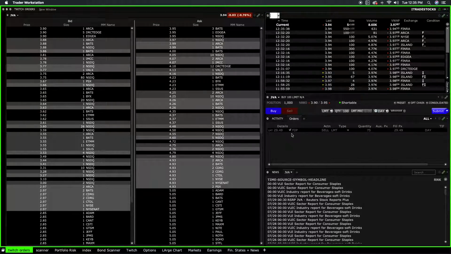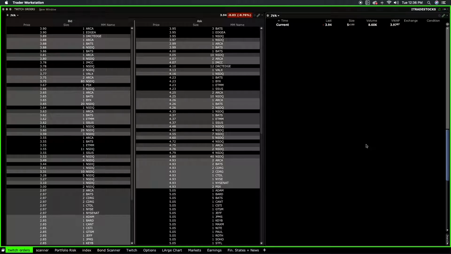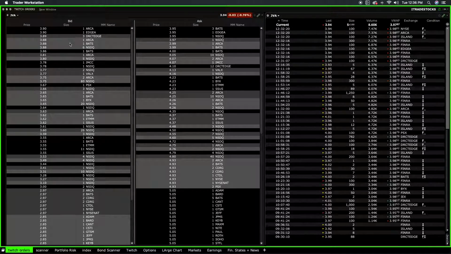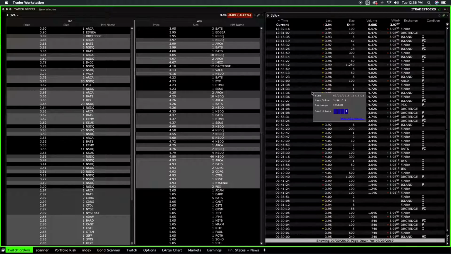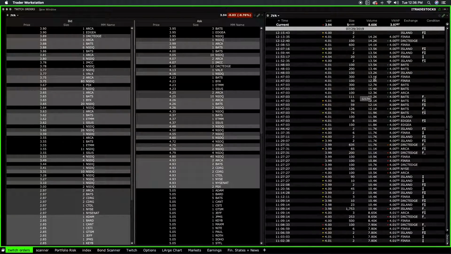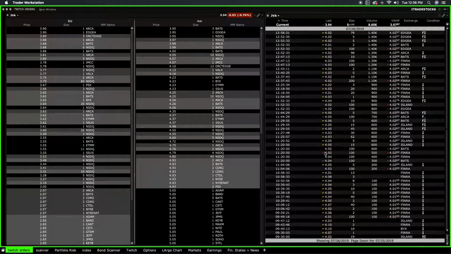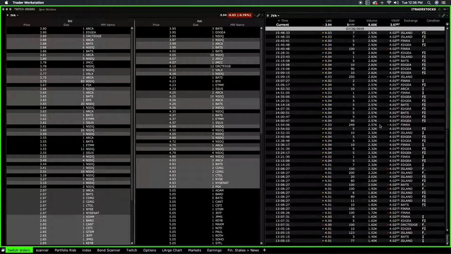Now we are going to make this a little bit bigger as well. There we go. And this is the time and sales. Every time this stock trades, the time and sales pops up on here, so you can go back and see the history of all of the sales. If you want to search a specific time or a specific order size, you can sort it and take a look.